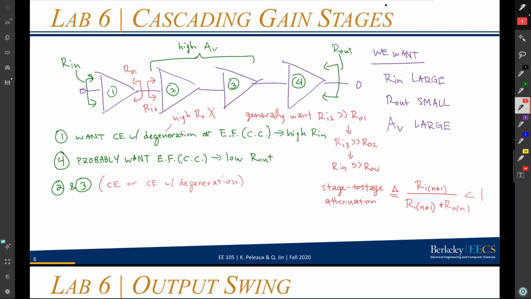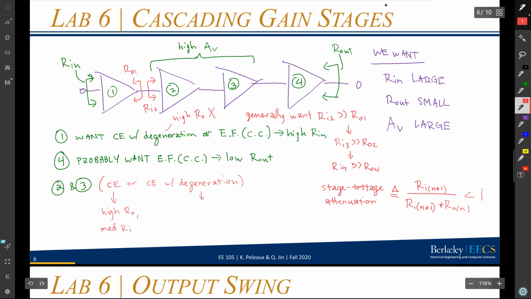And so if we use a common emitter for stage 2, that's going to have high output resistance. And so that might mean that for stage 3, we use common emitter with degeneration, because we know that this has high output resistance, and I'll say medium input resistance.